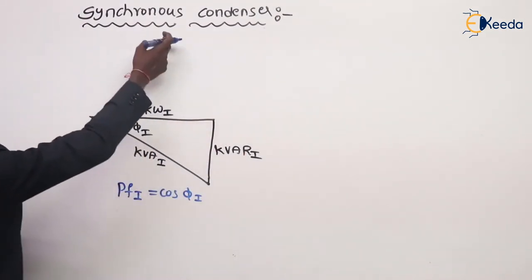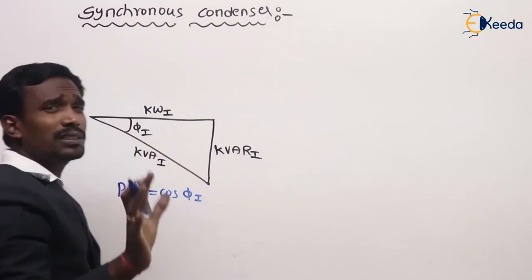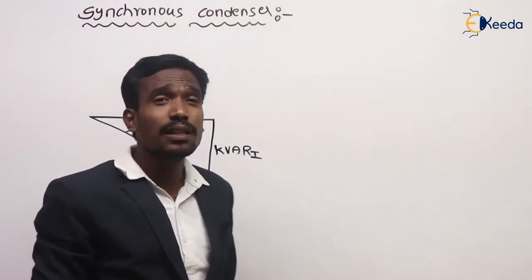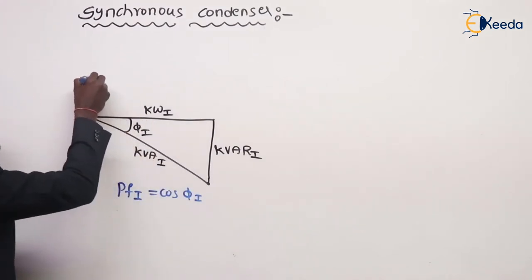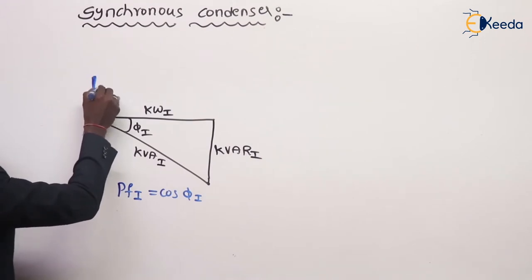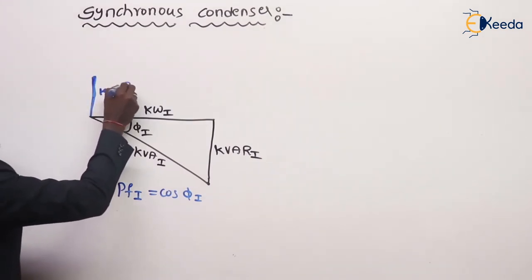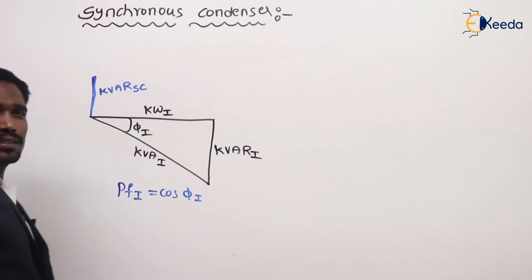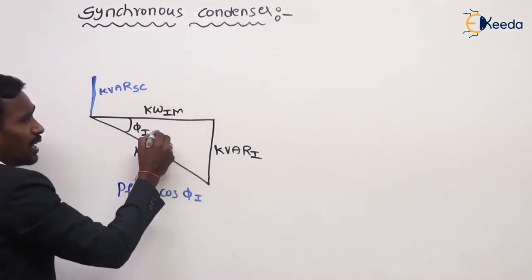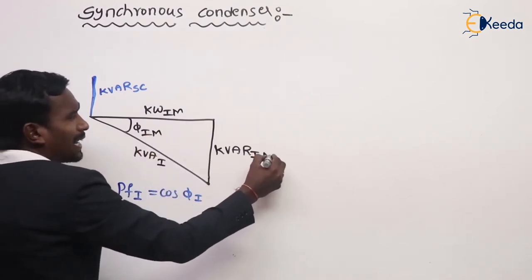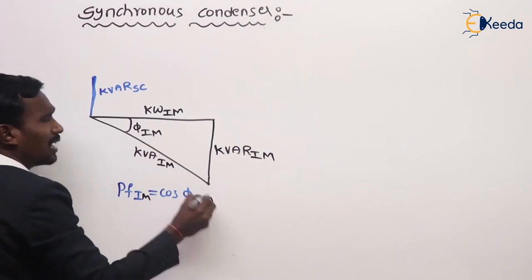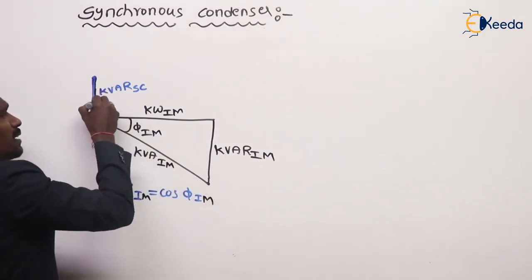So tell me how we can improve it by using a synchronous condenser. If a synchronous condenser is added to this induction machine, how will it be? See here, this is the synchronous condenser reactance, the KVAR of the synchronous condenser. This is the induction motor parameters, and this is the synchronous condenser parameters.